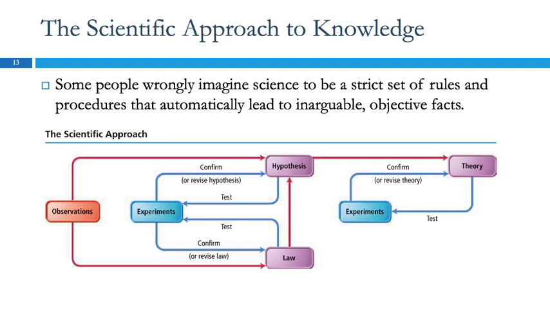A bunch of observations can also lead to a law, which also can be tested with being confirmed or revised. And hypotheses can lead to theories, which are also tested and confirmed or revised. And so the process of science, a lot of it is going around in this loop right here. Revising the hypothesis, testing it again. Revising the hypothesis, testing it again.